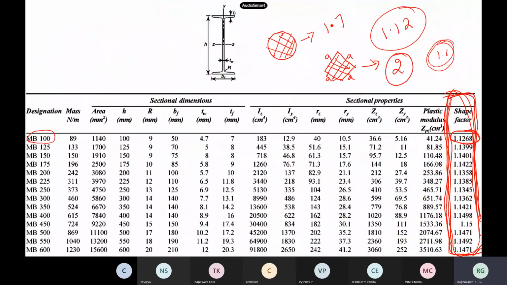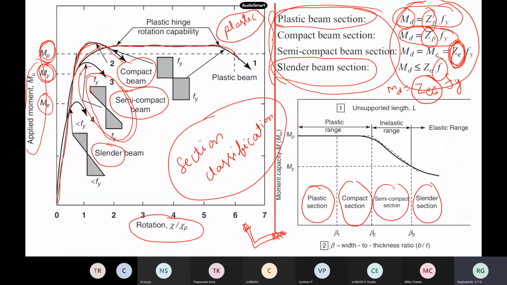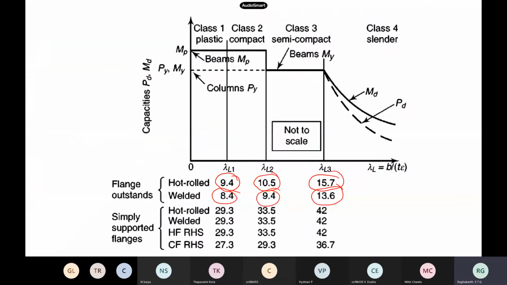So then we have started how to design the beam. This section classification becomes very important, because the formula in the design to carry the bending capacity depends on your type of the cross section. If it is a plastic beam, you should use ZP, semi-compact, ZE. This is the most important thing which you should do while designing the beams.